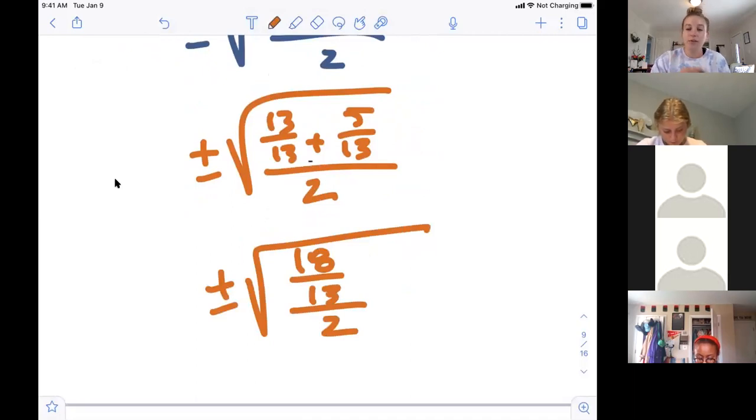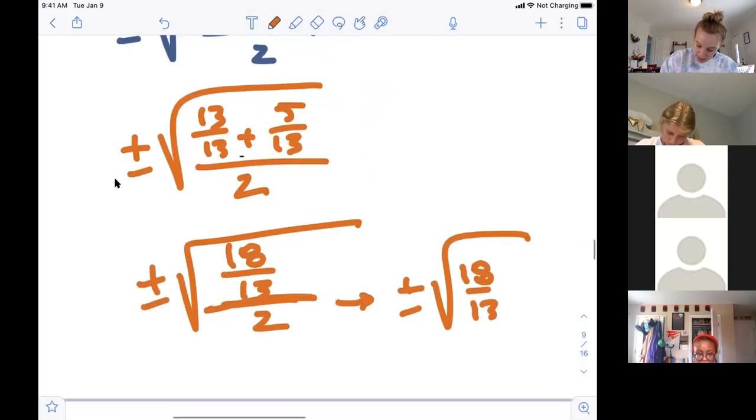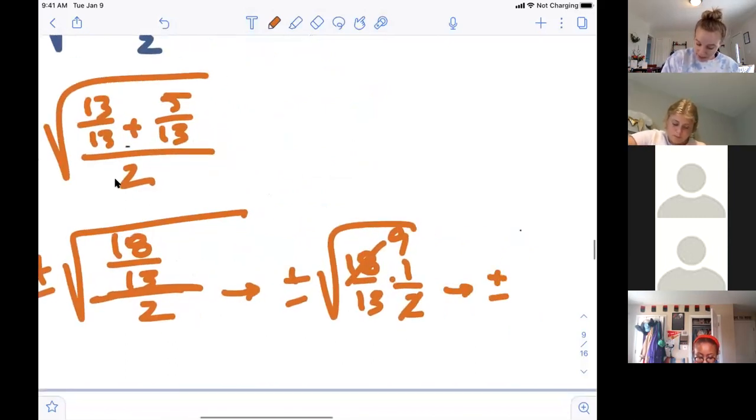I'm carrying my plus or minus with me until the very last step, and then I'm going to decide what it's going to be. But just keep carrying your plus or minus. I've got a fraction divided by 2, so I'm just going to multiply it by 1/2. So I've got 18/13 times 1/2. The reciprocal of 2 is 1/2, so when I multiply by the reciprocal, it's 1/2. 18 and 2 both have a common factor of 2. So that gives me plus or minus radical of 9/13.